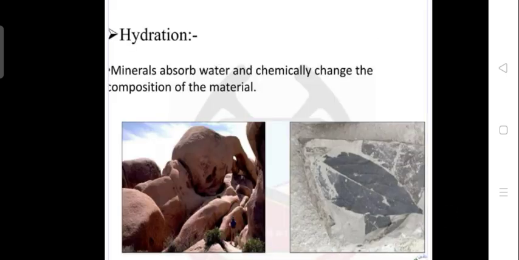Next one is hydration. When the minerals present in the rock start to absorb water from the atmosphere, or water from the surrounding regions, it slowly changes the chemical composition of the material.